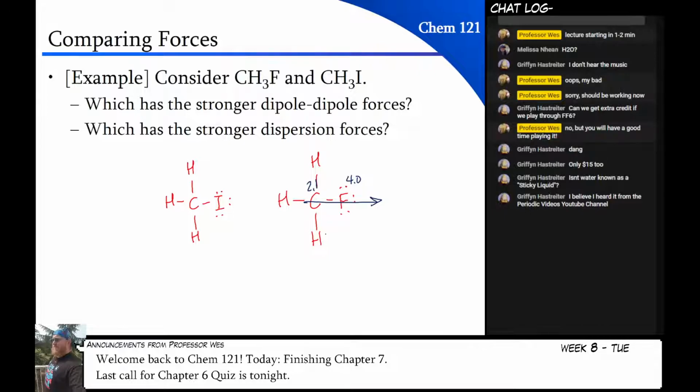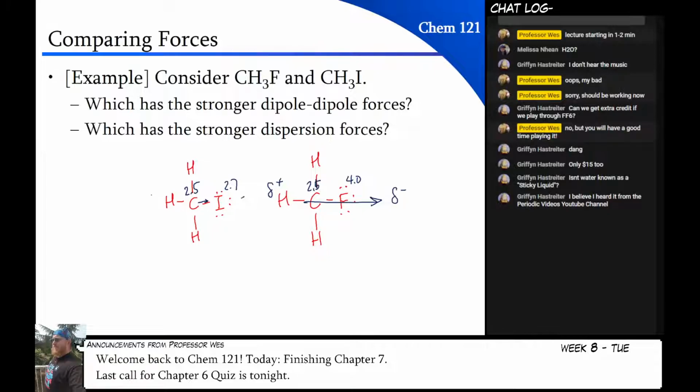So this is very polar. Oops, this is 2.5 actually. I don't know what the electronegativity of iodine is. I think it's very similar. So, periodic table, and I want electronegativity. Iodine is 2.66, which is virtually the same as carbon. So I would say that this side of the molecule is delta plus, and this one's delta minus, and this one is essentially just nothing.